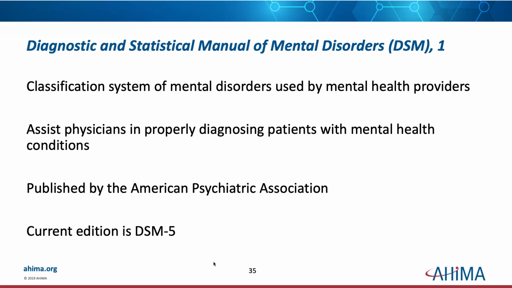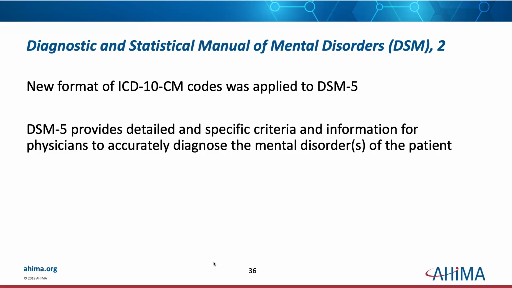Moving on to DSM-5, Diagnostic and Statistical Manual of Mental Disorders. This was developed and published by the APA. Current edition is 5, as I said, DSM-5. It is a classification system of mental disorders used by mental health providers. It assists physicians in properly diagnosing patients with mental health conditions. Please note that DSM-5 has ICD-10 codes integrated into it. And it provides detailed and specific criteria and information for physicians to accurately diagnose mental disorders of patients.